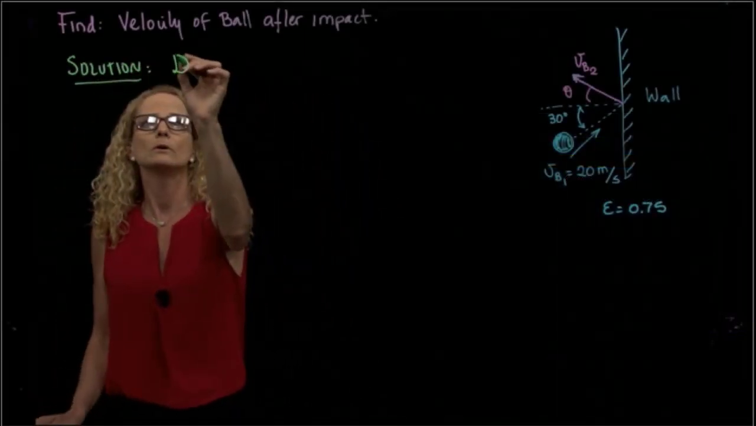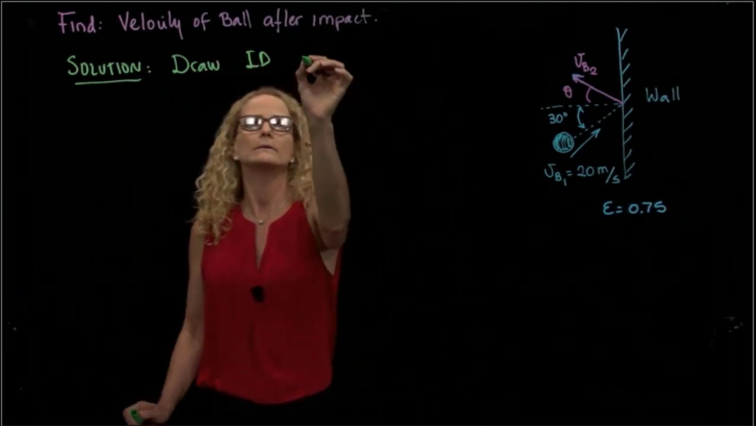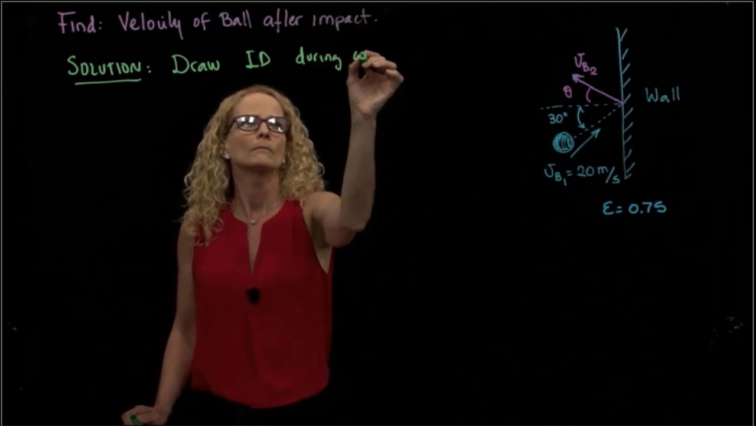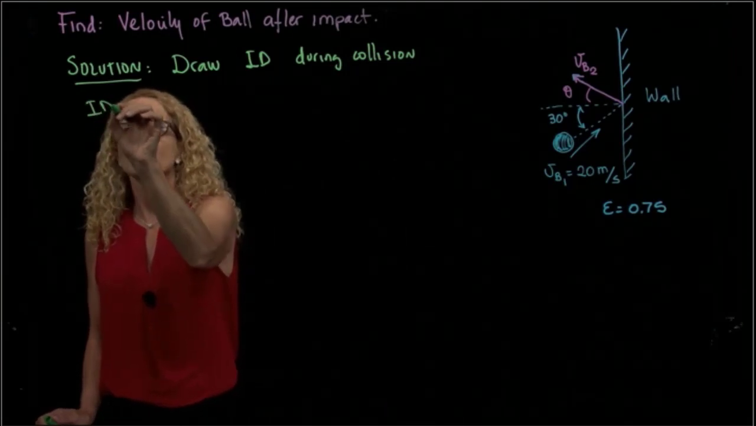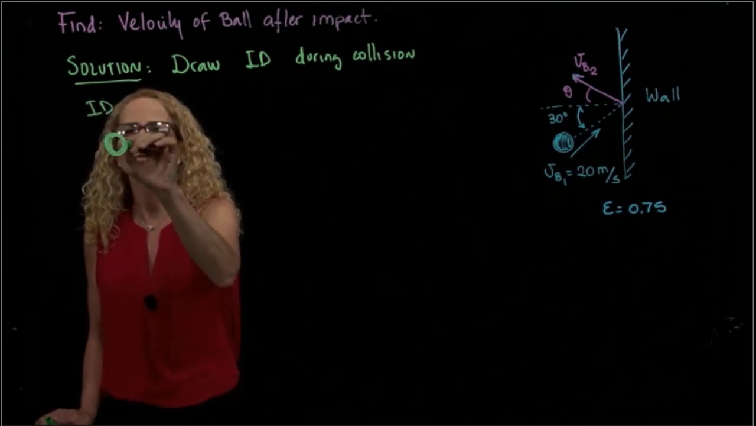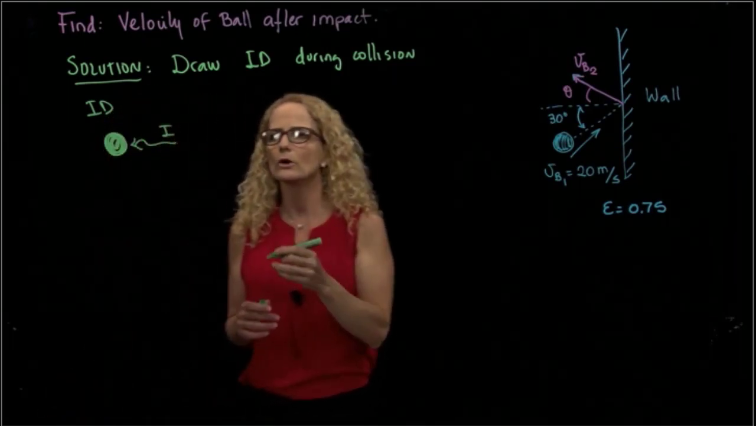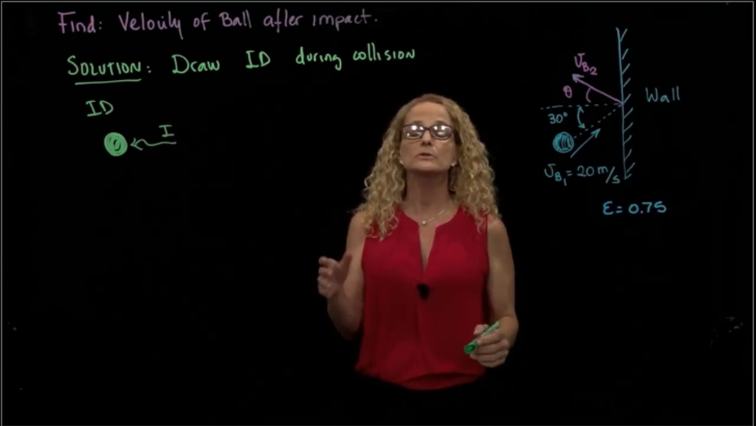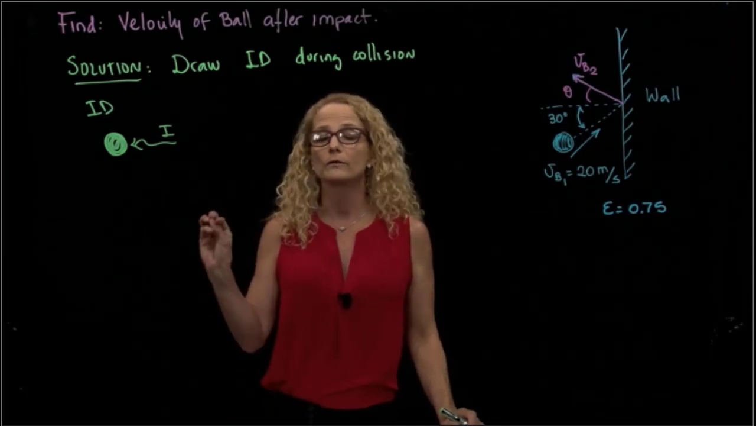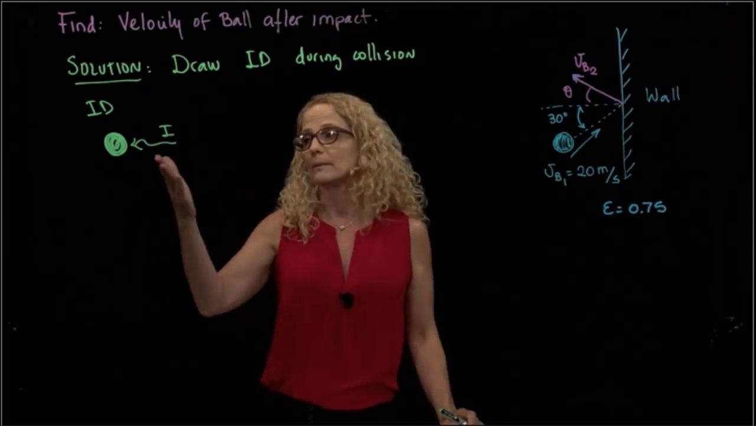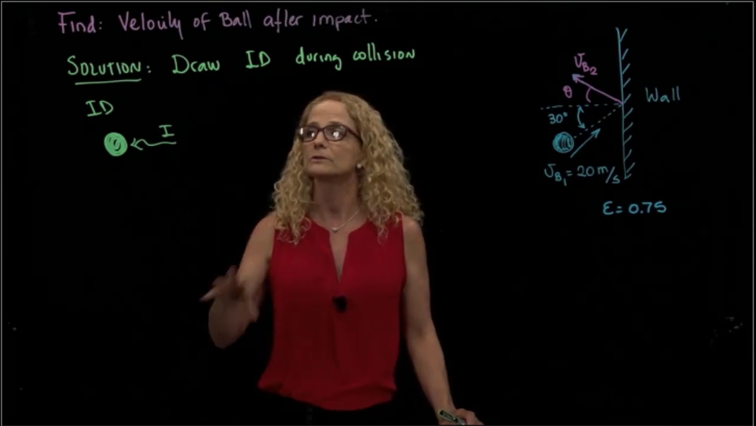So the solution. We can draw our impact diagram of our ball during that collision, right? And if we draw our impact diagram, we have our ball and we have this impact, which is, remember, not a force, it's an impact. Since the impact has a very high magnitude, I will not draw the other forces. The other forces would be, for example, the weight. So the weight in the impact diagrams is neglected because the impact is so much bigger.